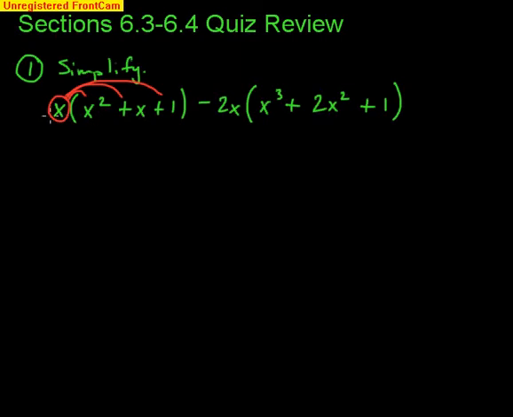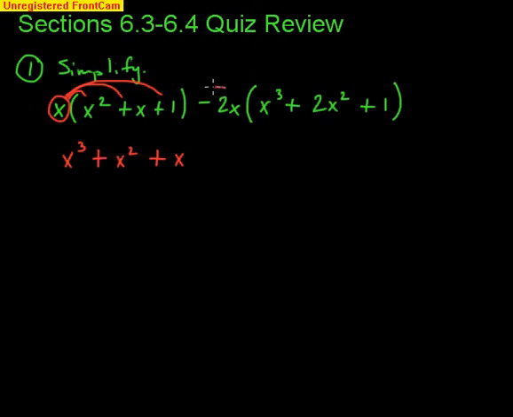When you multiply variables, you need to add their exponents. So this is x times x squared. X times x squared would give me x cubed. X to the first, x squared, that's x cubed. Next, x times positive x, that's positive x squared. x times x is x squared. And then lastly, x times positive 1. That's just going to be positive 1x, or positive x. And the first polynomial is done.